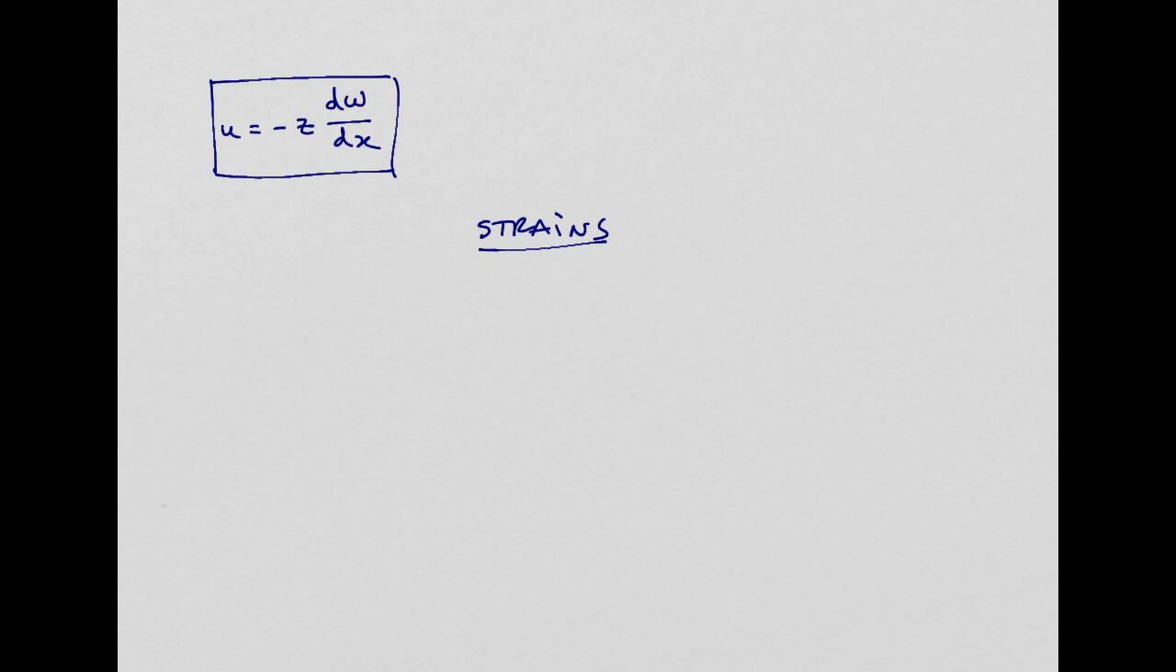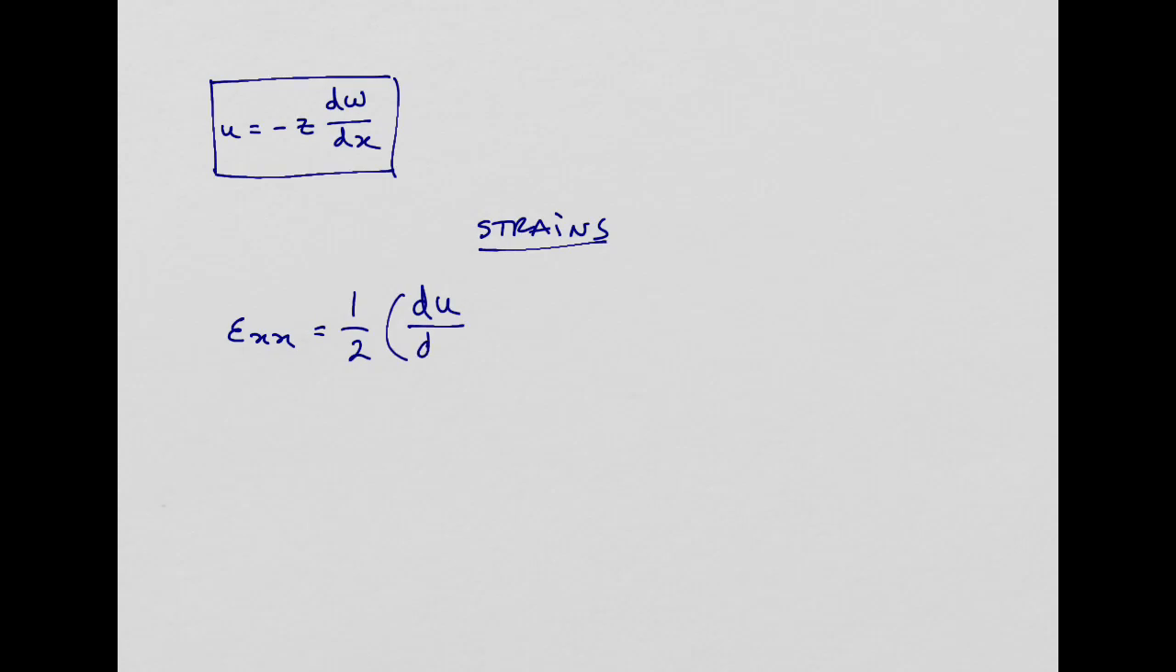And we are going to start with strain in the x direction. So, the definition of the strain is 1/2 times the derivative of the displacement in the x direction in order to x, plus the same thing. So this is basically equal to du dx.